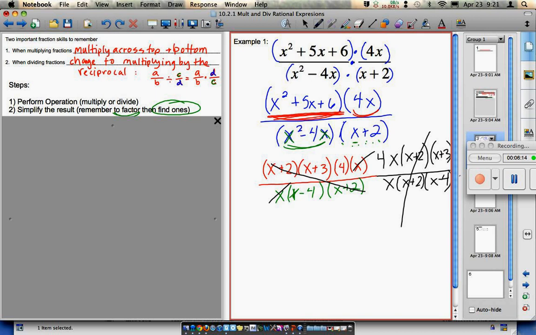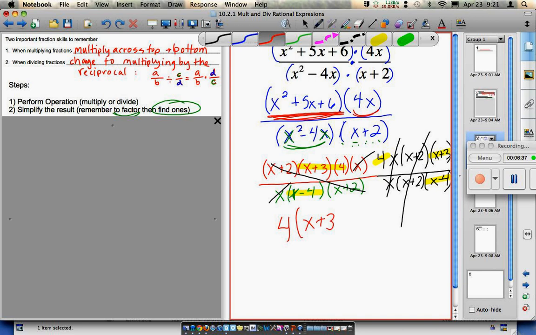Then I can see a 1 here, I can see a 1 here, and on top I have left these two factors, and on the bottom I have this factor. You can see that if I would have rewritten it as well. These would have been the pieces that did not make a 1. So on top I have 4 times x plus 3, and on bottom x minus 4.